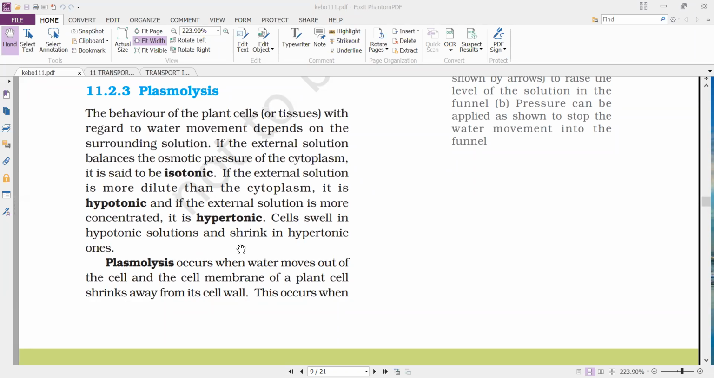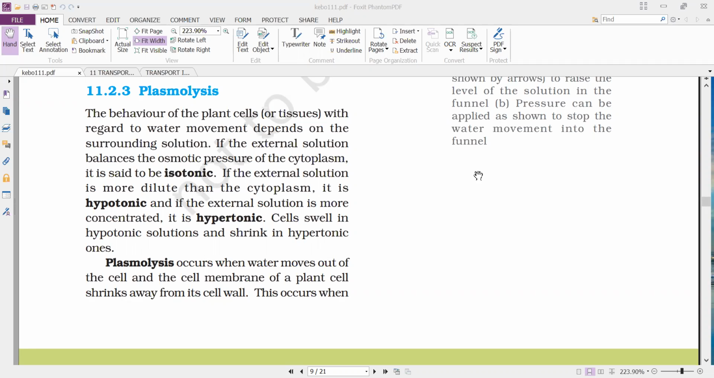As a result, as the water is continuously lost, the plasma membrane shrinks. That means the cell will shrink. The plasma membrane shrinks or the cell will shrink. It will develop certain wrinkles.